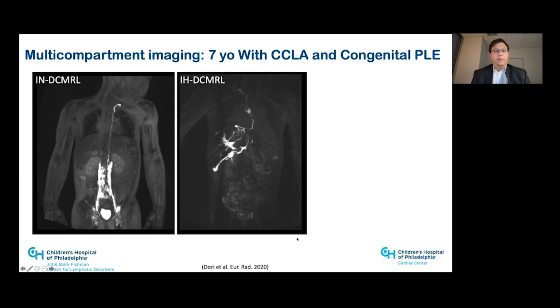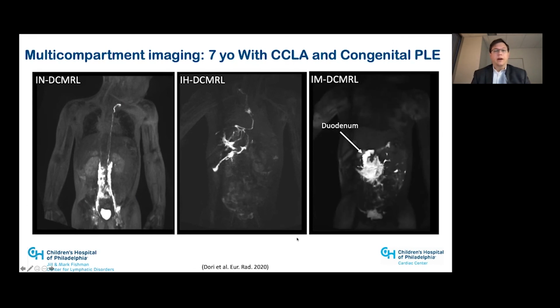And interestingly, when we did the intramesenteric injection, we found that this was actually the location as well as the source of the patient's protein-losing enteropathy: the mesentery itself was leaking back and spilling into the duodenum, giving us a new insight into these different disease modalities and the underlying etiologies for why they're developing this lymphatic dysfunction. And that was only seen by us being able to do this multi-compartment imaging.